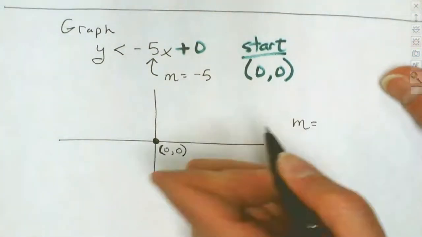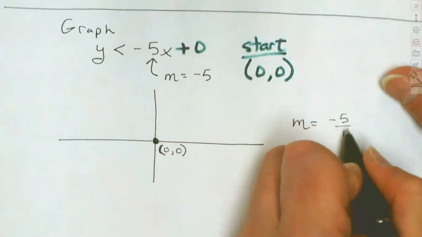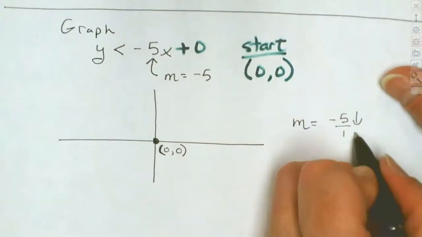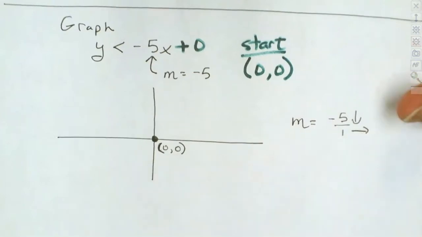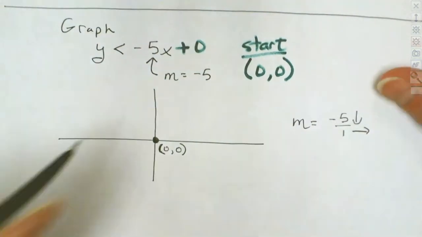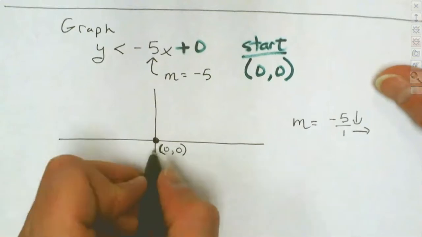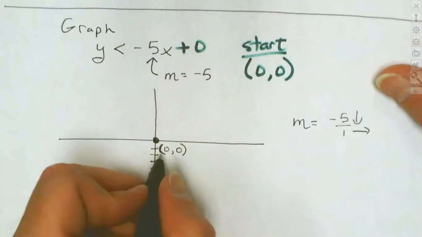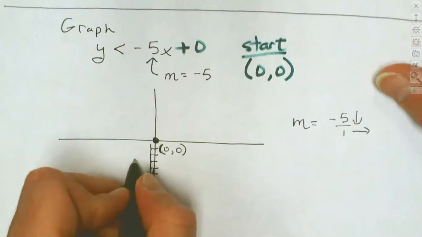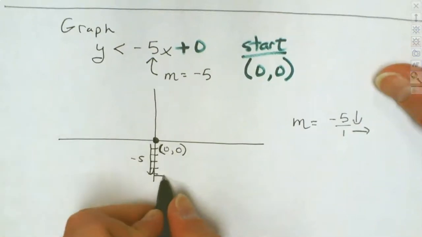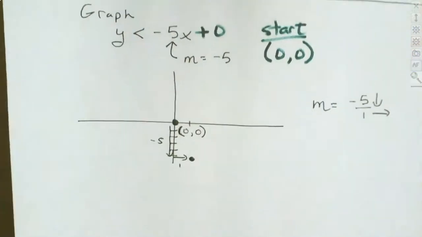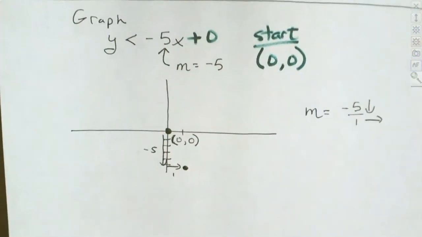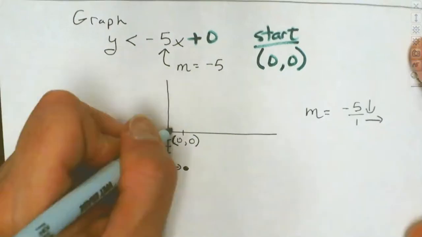Okay, so we're going to start at 0, 0. My slope is a negative 5 over 1. So that means we go down 5 and forward to the right 1 unit. So we're going to go down 1, 2, 3, 4, 5. And then we're going to go over 1. Make our new dot. Now we can connect them together with a dotted line again.